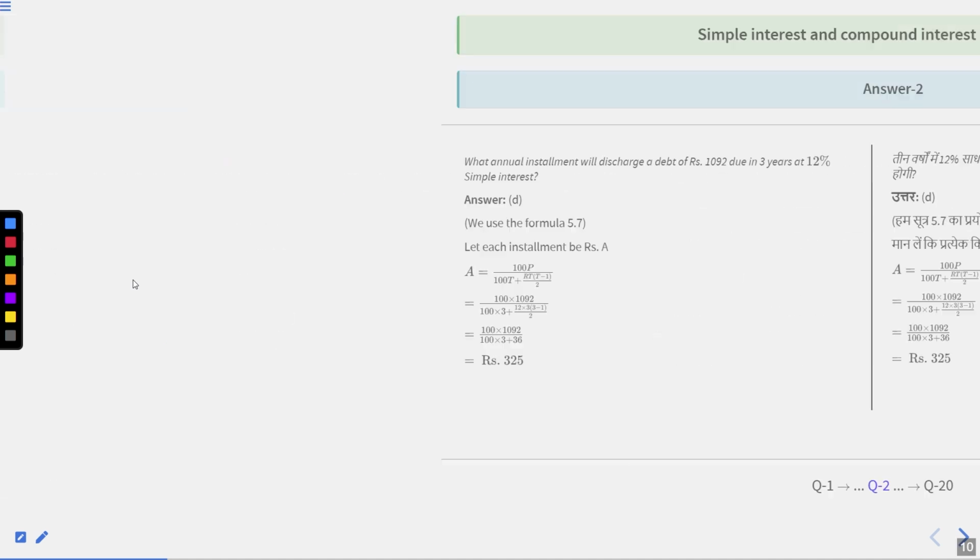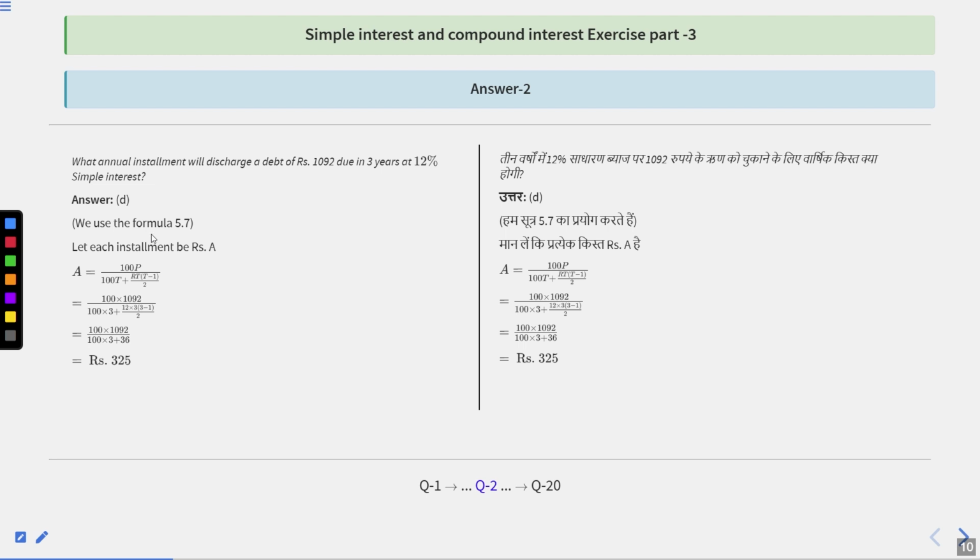Now time's up. Let's see the solution. So we know the formula of installment and simple interest is A equals 100P upon 100t plus RT in the bracket (t minus 1) by 2. So we just put the values in this equation: 100 into 1092 upon 100 into 3 plus 12 into 3 in the bracket (3 minus 1) by 2. When we calculate it, we get the amount which is 325. So the installment will be 325 rupees. D is the correct answer.